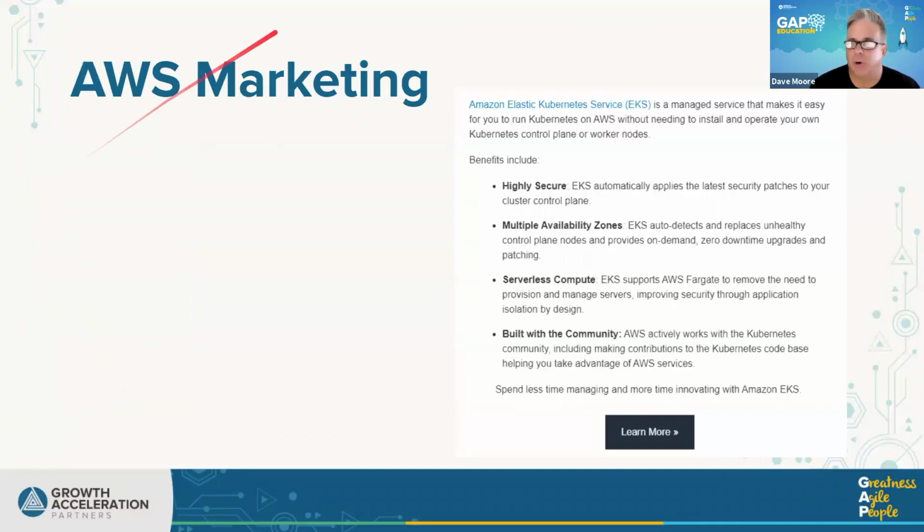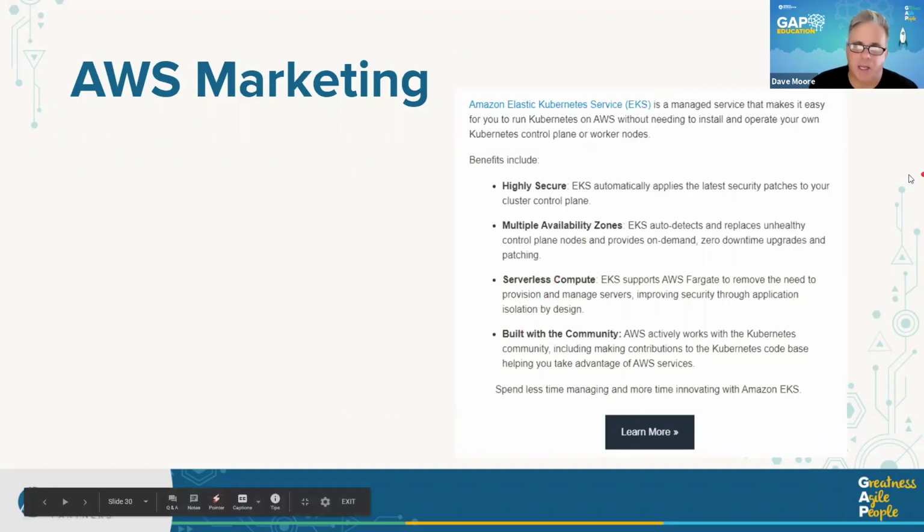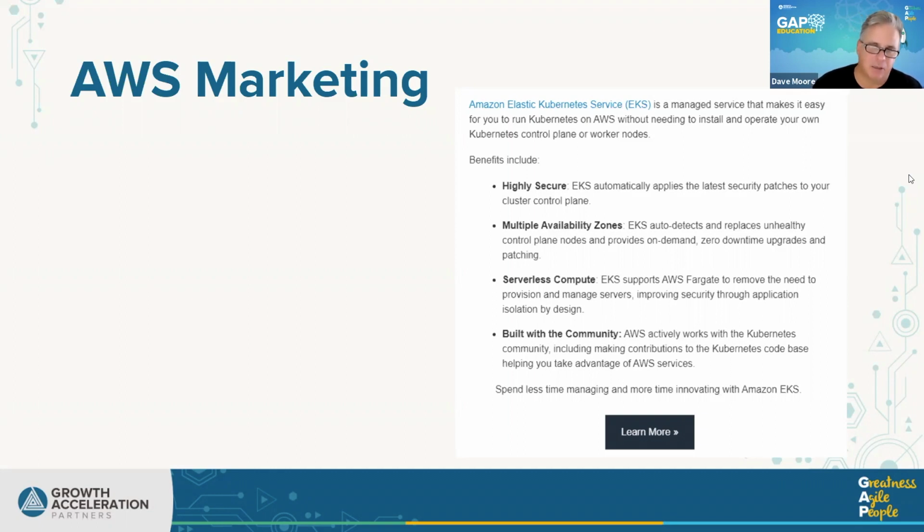Here's an AWS marketing email I received yesterday. I thought I would share that. You can see what they say about Amazon EKS: highly secure, multiple availability zones, replaces unhealthy control plane nodes, serverless compute with Fargate, built with the community, the fact that AWS actively works with the Kubernetes community.